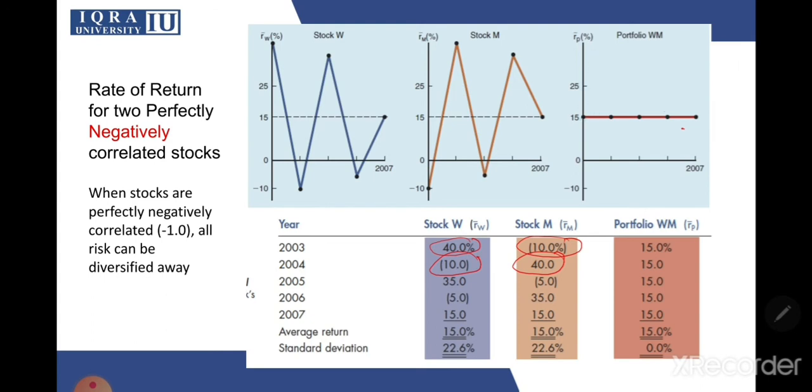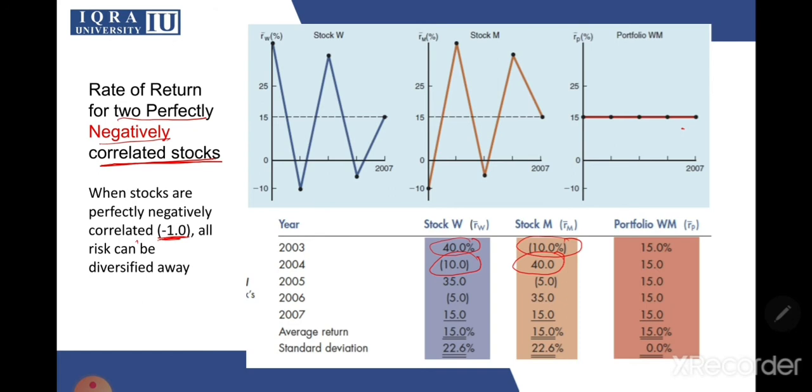So this is the example of two perfectly negatively correlated stocks. When stocks are perfectly negatively correlated, which means they have a correlation coefficient of -1, all risk can be diversified away. So if you can find two perfectly negatively correlated stocks, we can actually form a riskless portfolio. Okay, so this is why correlation is important. Now it's important to see how two stocks actually move together.